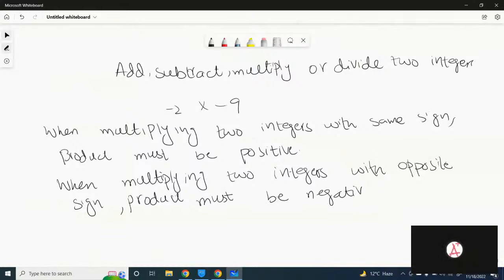For example, in this one both numbers have the same sign. You're multiplying, so the answer must be positive. Just do 9 times 2, it would be 18. But if, for example, it is negative 2 times 9, one of them has a positive sign and one has a negative sign, so the answer must be negative. 9 times 2 is 18, so it would be negative 18. Got it, everyone?